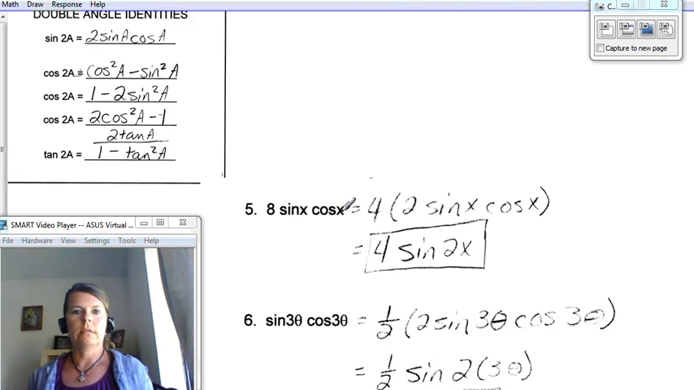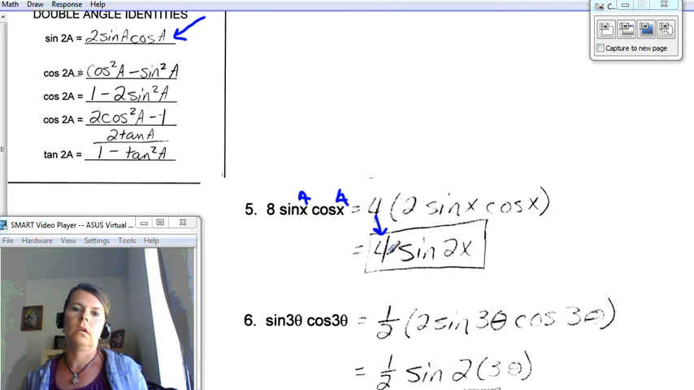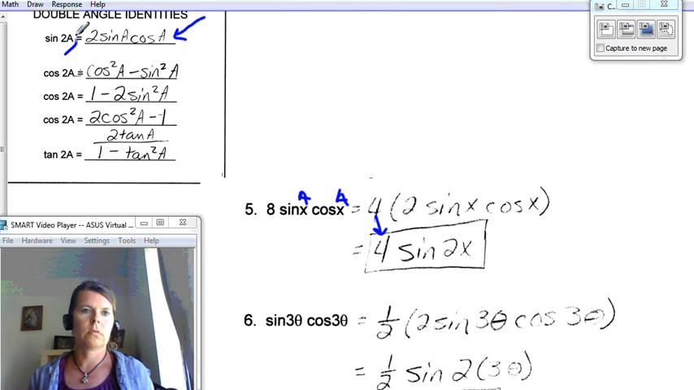Okay, and then see you hit here, number 5, sine, cosine. That obviously looks like this one, but we have an 8 instead of a 2, so if we factor out a 4 out of the 8, now it changes it to 2. Bring down the 4. Our A here is x. This is our A. And then 2 sine x cosine x just becomes sine 2x, and it's 4 sine 2x.